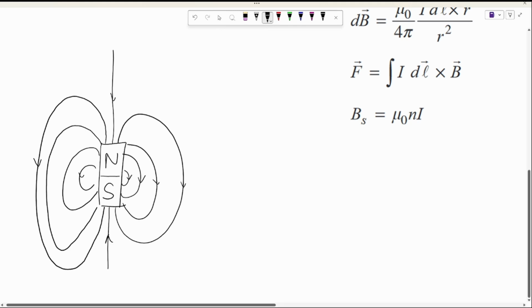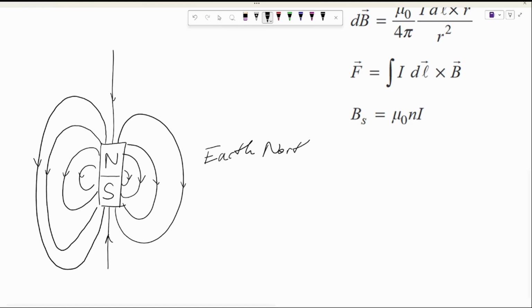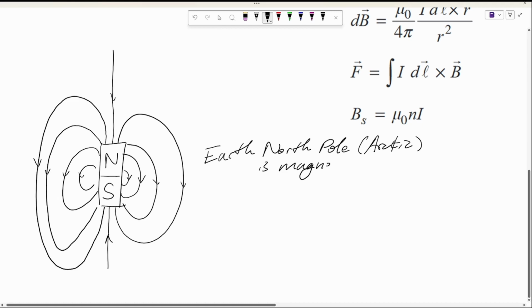Only weird thing to remember here, if you get questions asking about Earth's North Pole, so that's the Arctic, it is magnetic south. So that's a little backwards, but that's just something you might want to remember.